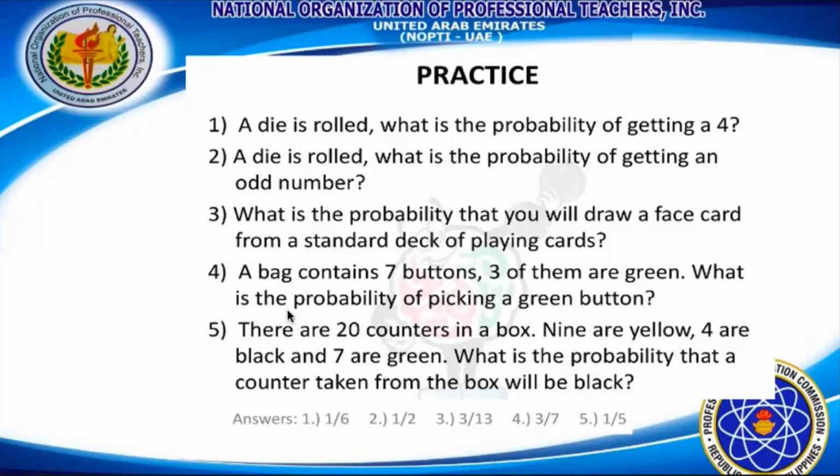Okay? Number 4. A bag contains 7 buttons. 3 of them are green. What is the probability of picking a green button? Siyempre, 3 over 7. Madali lang. Number 5. There are 20 counters in a box. 9 are yellow, 4 are black, and 7 are green. What's the probability that a counter taken from the box will be black? 4, right? 4 over 20. Gising pa.